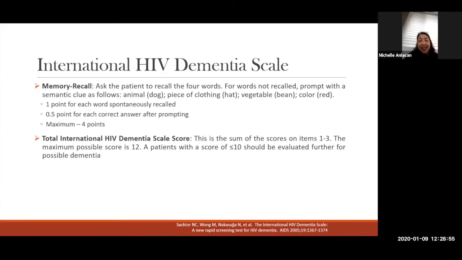And then at the end, this is when you score. Then you score them. If they are perfect, the maximum score is 12. A patient who is scoring 10 or less should be evaluated further for possible dementia. Next, please.